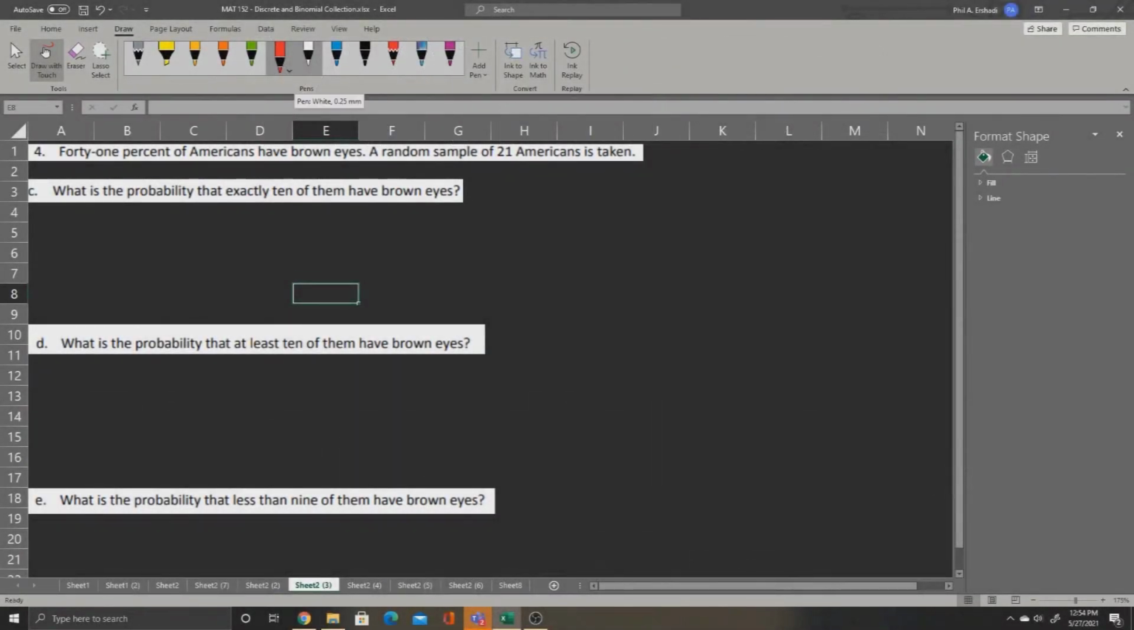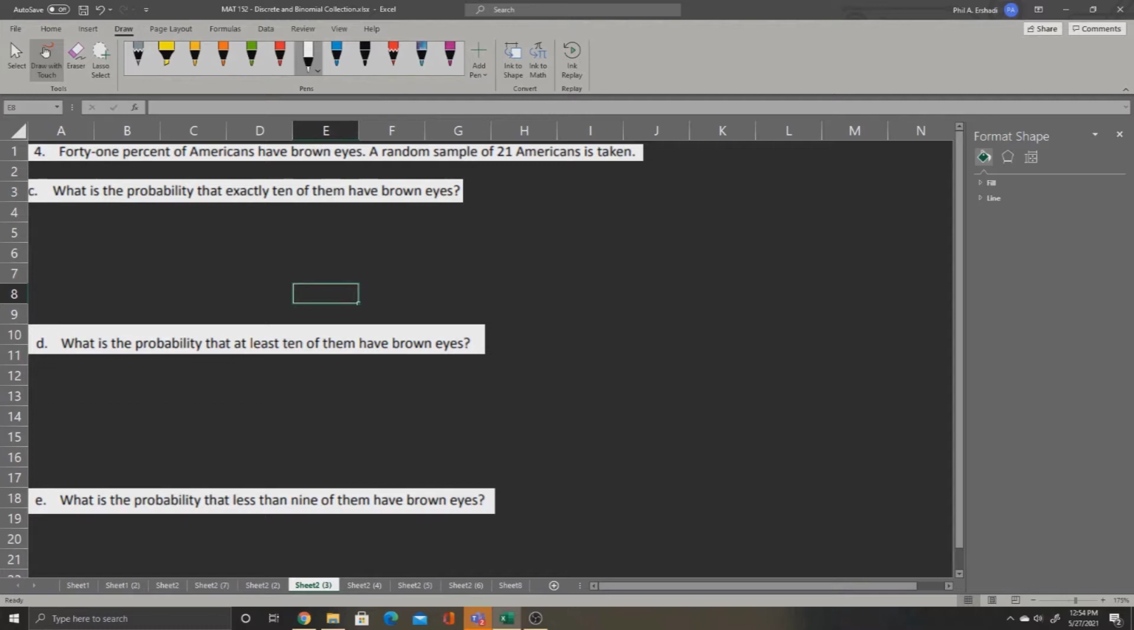We'll continue with the same question that we had for the previous problem. Again, 41% of Americans have brown eyes, and we have a random sample of 21 people. And now the question is, what exactly is the probability that exactly 10 of them have brown eyes?